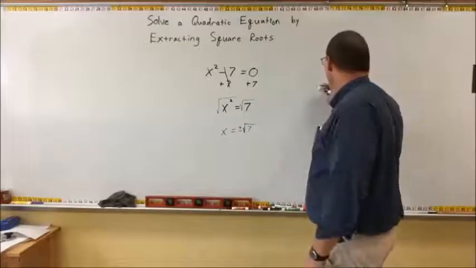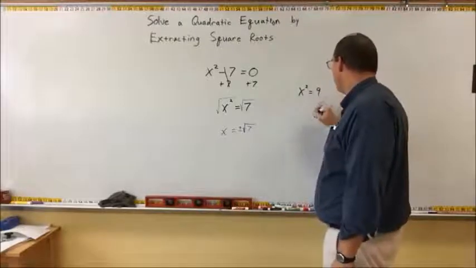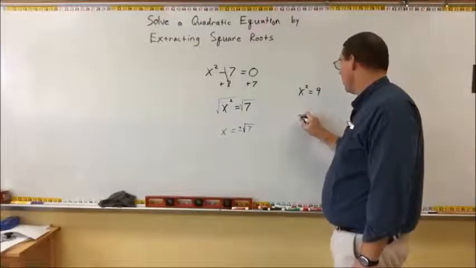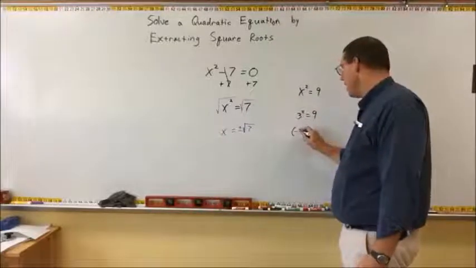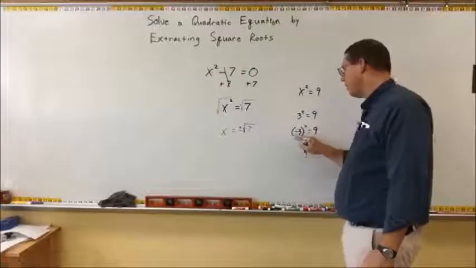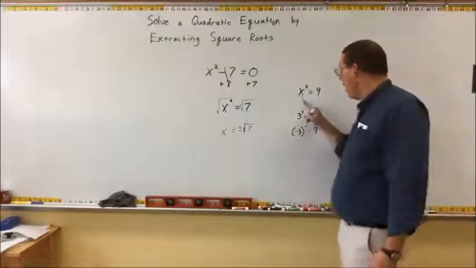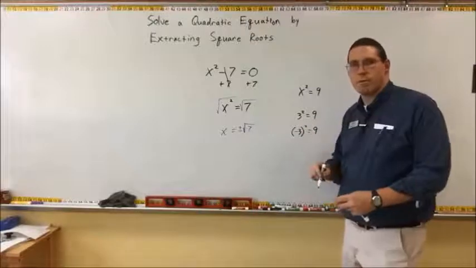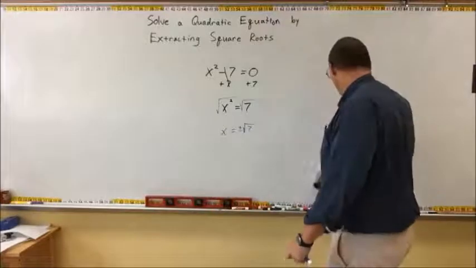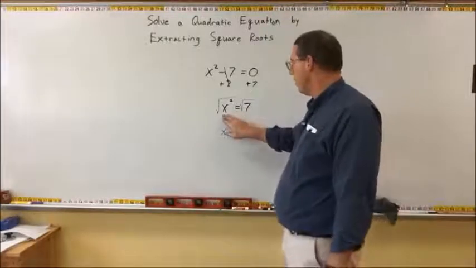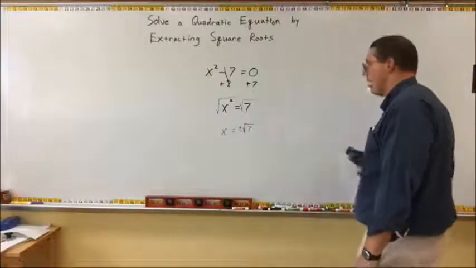Because if we say that x squared is equal to 9, if we plug in a 3, isn't 3 squared equal to 9? Yes. But isn't negative 3 squared also equal to 9? Isn't negative 3 times negative 3 also equal to 9? And so therefore, x can be plus or minus 3. So we have to put this plus or minus when we do the square root. We do the square root of x on one side, and then the square root of a number on the other side, and it has to be plus or minus that number.